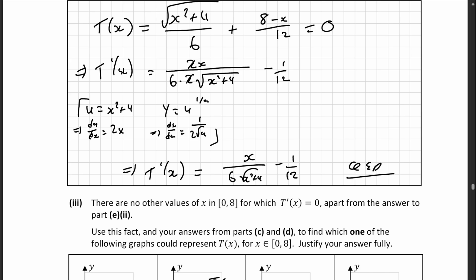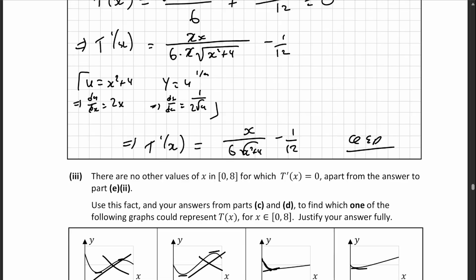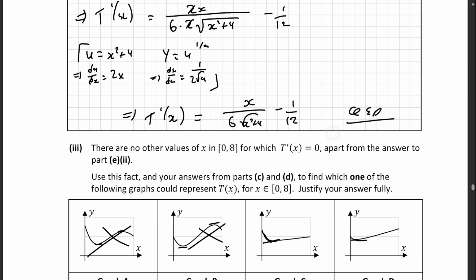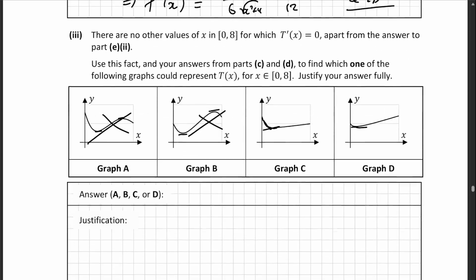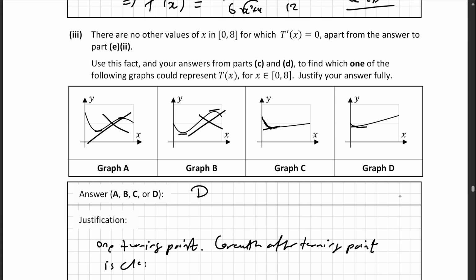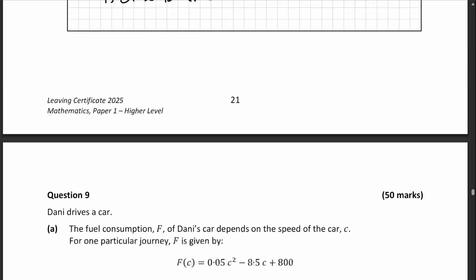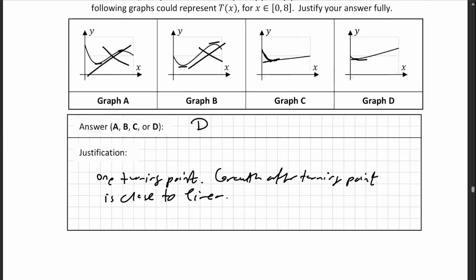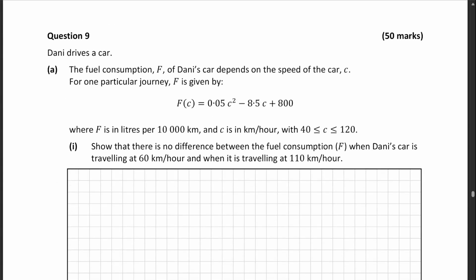As x increases, it's going to dip and then go up again, but it's going to go up at a fairly slow rate. Well, no, because it'd be nearly linear, because you have a square root of a square. So I think it's D, just because there's one turning point and the growth after the turning point is close to linear. Oh, that's it. Okay, it didn't even ask us to find that minimum time. Okay, great. It just asked us to find an expression.